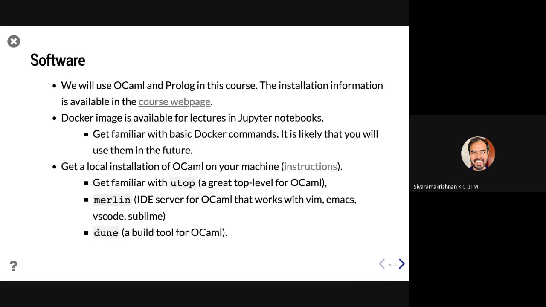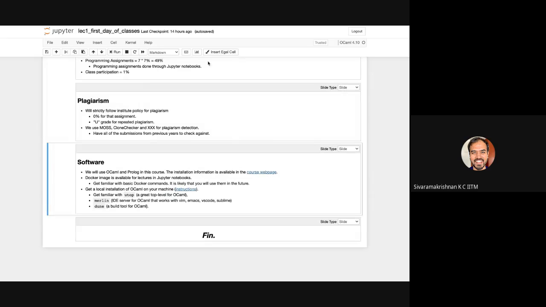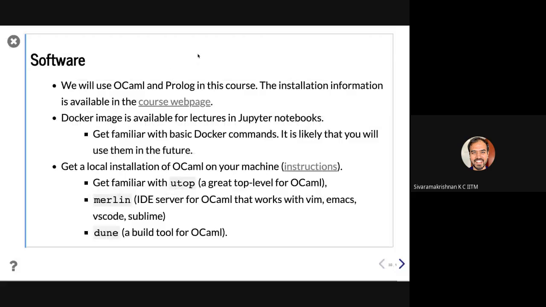I think, let me see how many slides I have. I think we are out of time. Last slide. Okay. So again, we will use OCaml and Prolog in this course. All of the material is provided through Jupyter Notebooks, right? There is a Docker image that is available.